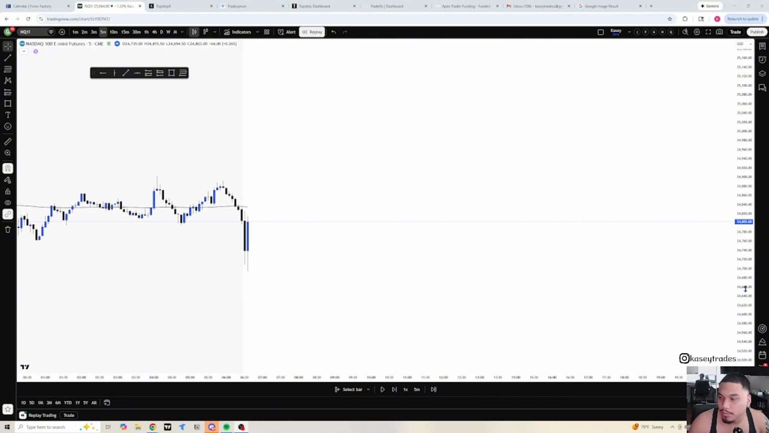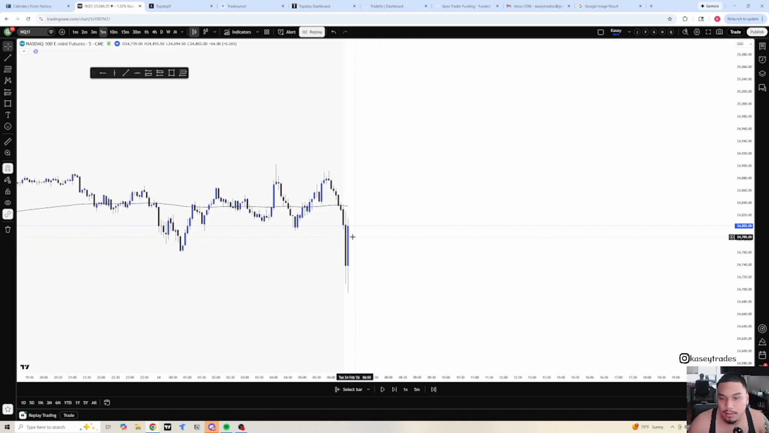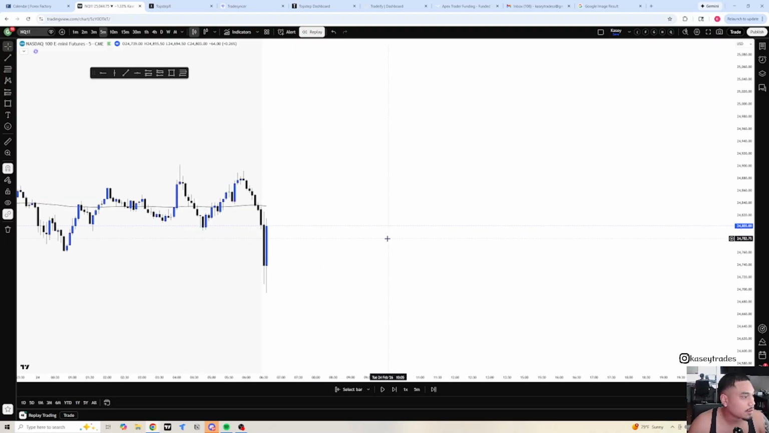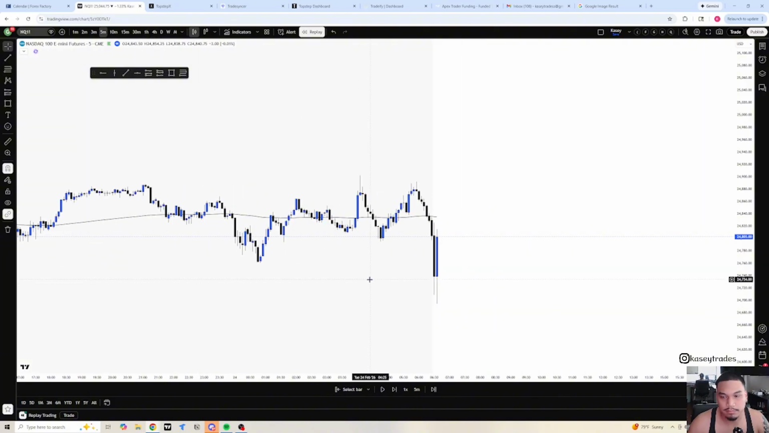All right, so this setup right here is NQ. This was on Tuesday, February 24th. So let's see what time this candle was. 6:30, 6:35. So this is right after the stock market opened, like 10 minutes after. So what I'm seeing here is, honestly, I'm not seeing anything yet.